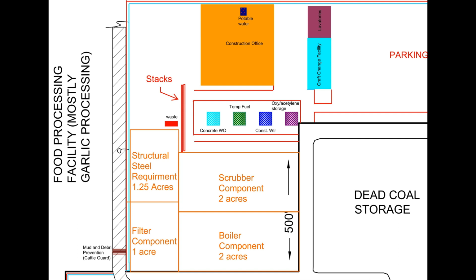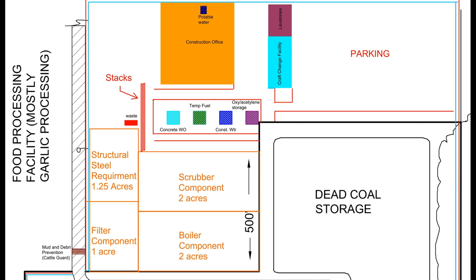To accommodate the laydown for the big equipment, we put the concrete washout and the temp fuel, along with the construction water and oxyacetylene storage. We put that towards the back of the job site. As you can see, parking is indicated in the back corner. It's close to the office and the craft change facility and also the laboratories. If you notice on the way out of the job site, we also have mud and debris prevention with a cattle guard to kind of clean off the trucks and other vehicles when they leave the job site.